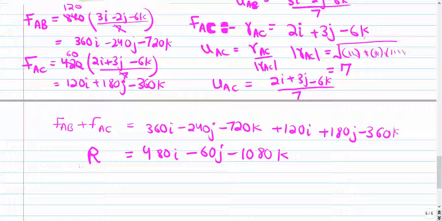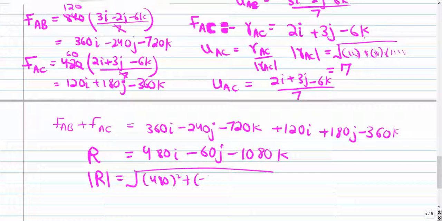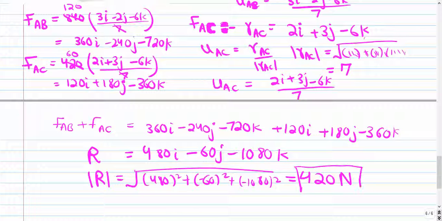Now that we have this, we can solve for its magnitude, which is what they want. They want the magnitude of the resultant vector. So once we solve for this, we get 420 newtons. So this is the resultant magnitude.